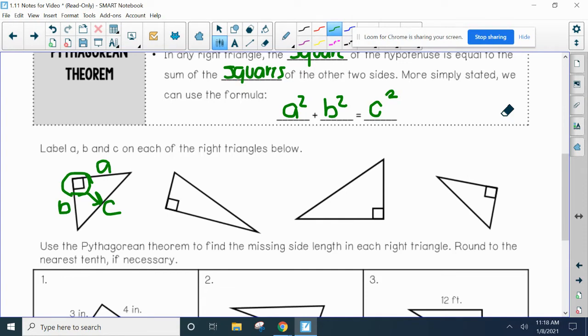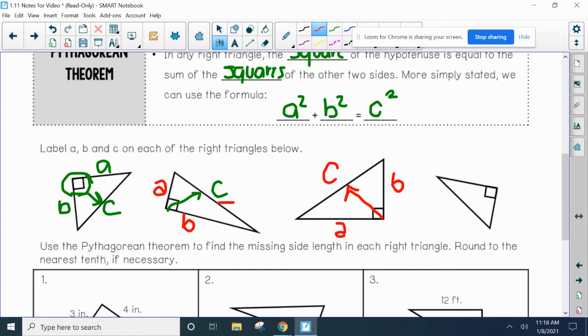Okay, so by now you've paused it and you've done this. Otherwise, do it now because I'm going over it. So our side across from our right angle is C, our hypotenuse. And then again, our A and our B could be either of these. You could have flip-flopped them, as long as you have this one as C, the side across the right angle. So again, this one has to be C, our hypotenuse, our longest side across from our right angle. And our other two sides are A and B.